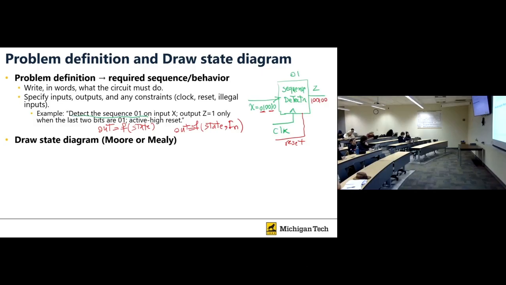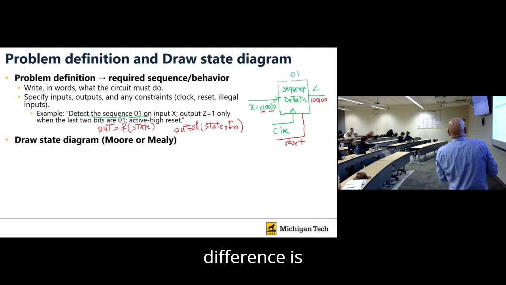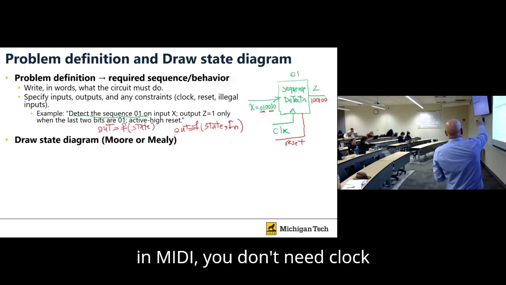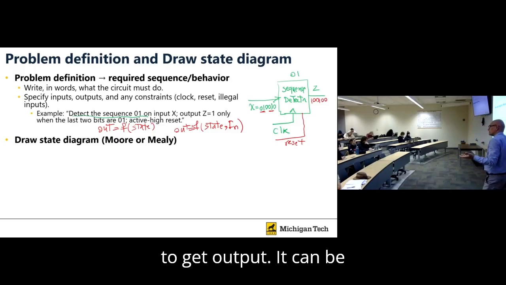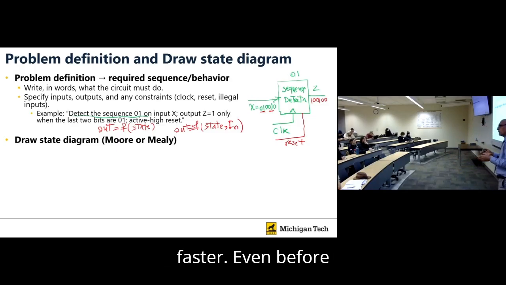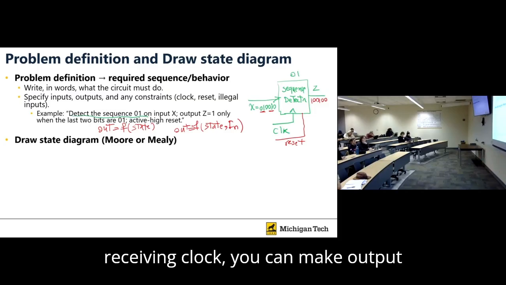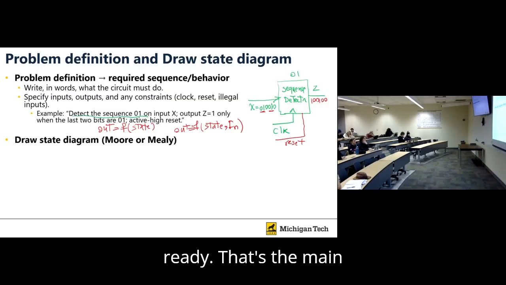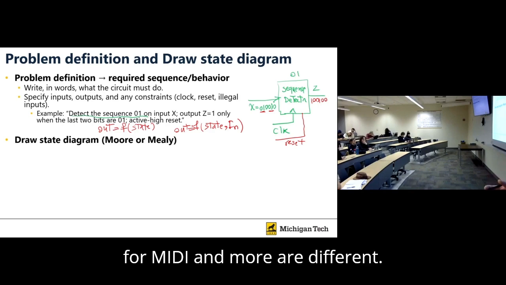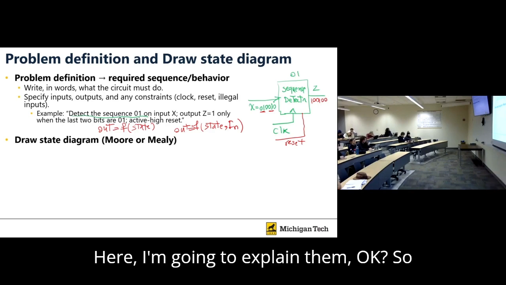That's a difference. But the main difference is that in Mealy, you don't need the clock to get the output. It can be faster. Even before receiving the clock, you can make the output ready. That's the main point. The state diagrams for Mealy and Moore are different. Here, I'm going to explain them, okay?